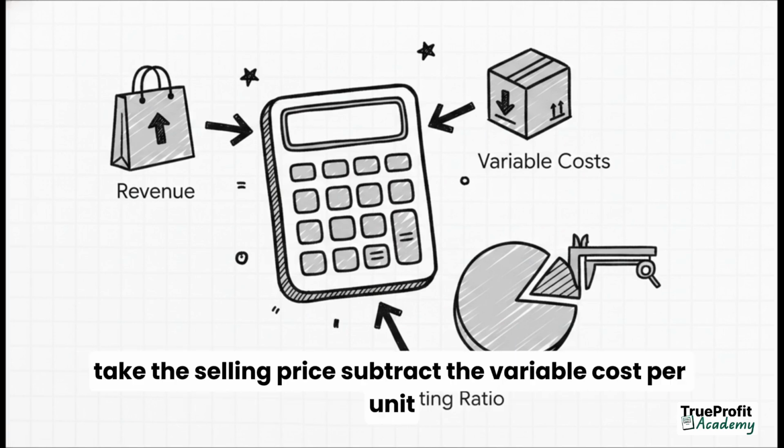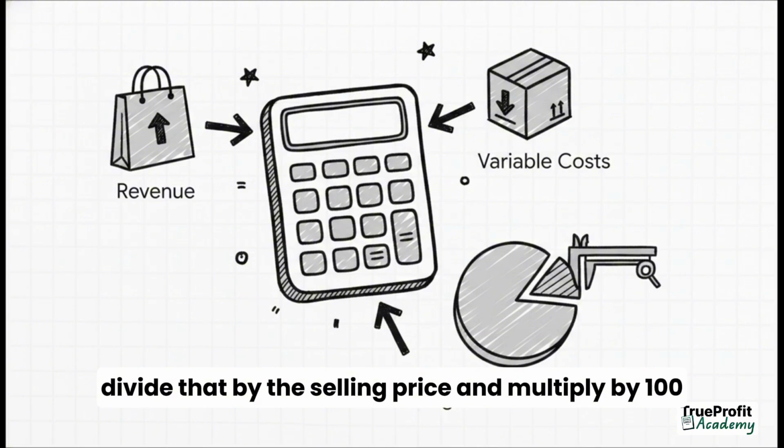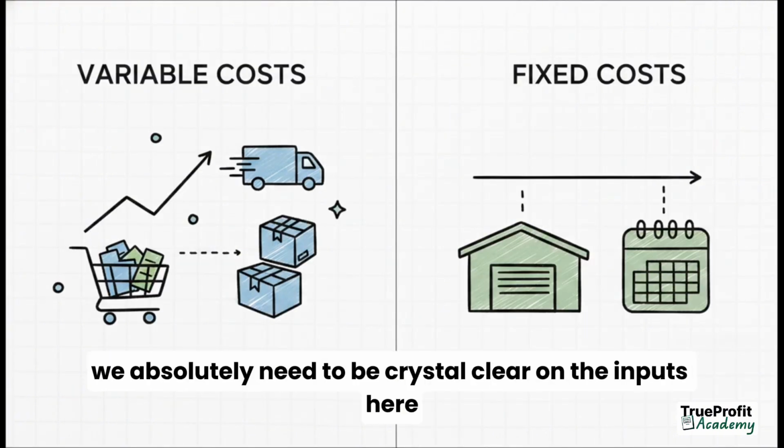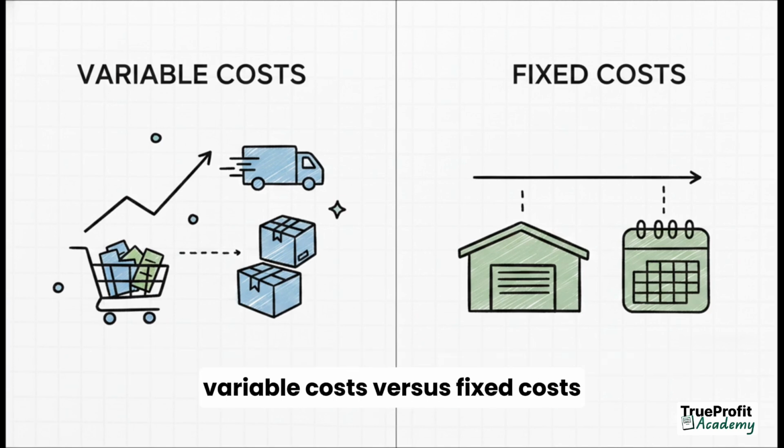And hey, if you want to analyze just a single product to see if it's even worth keeping in your store, take the selling price, subtract the variable cost per unit, divide that by the selling price, and multiply by 100. But wait, before you go running those numbers, we absolutely need to be crystal clear on the inputs here. Variable costs versus fixed costs.